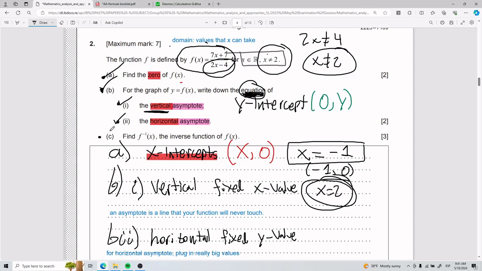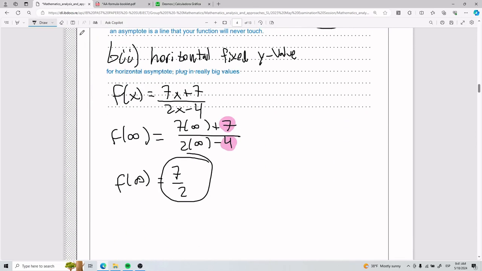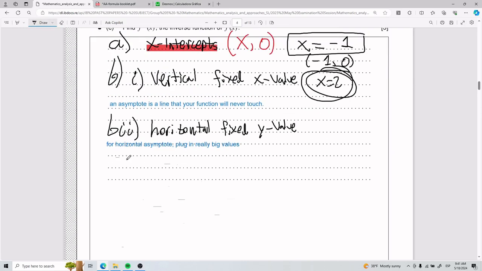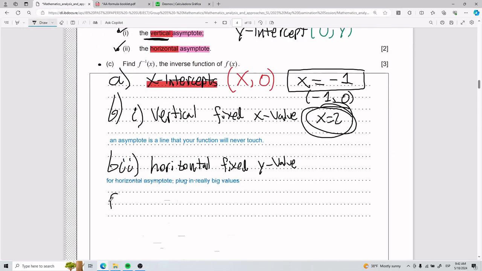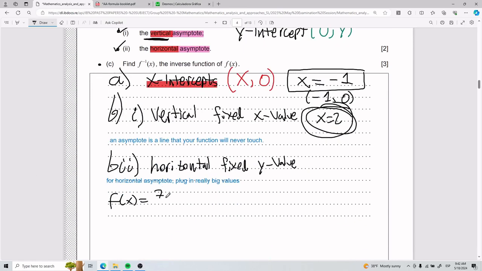Last but not least, for part C, we need to find that, which they tell us is the inverse function of f of x. Now, for finding the inverse, thankfully, it is a very straightforward approach. Before anything, the inverse is like the mirror of your function. And so, for the inverse, the steps are always the same, see? And this is just the steps I suggest. I know there are others, but these are the steps that I suggest.